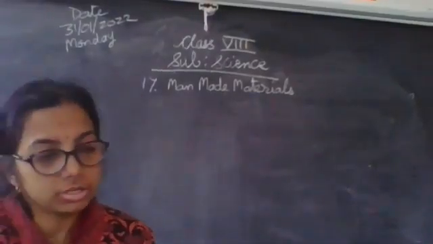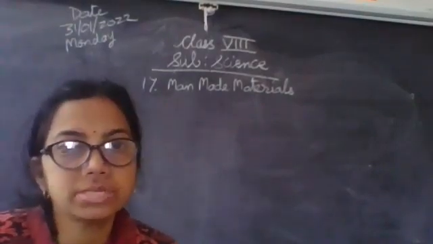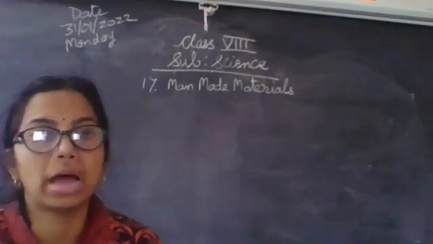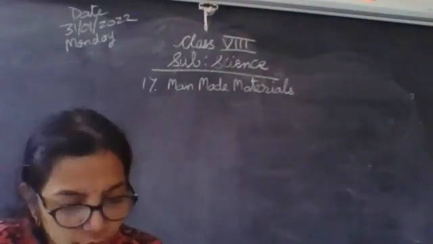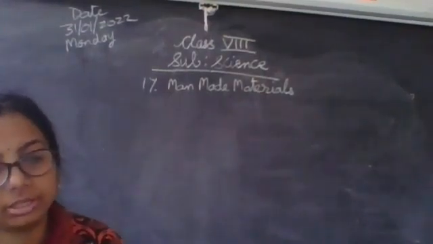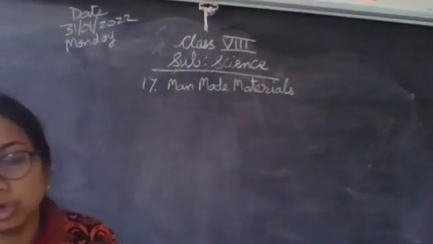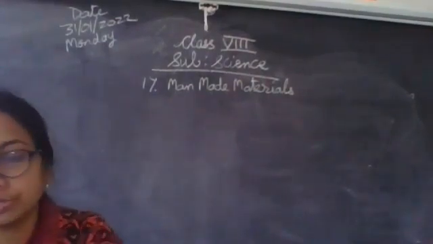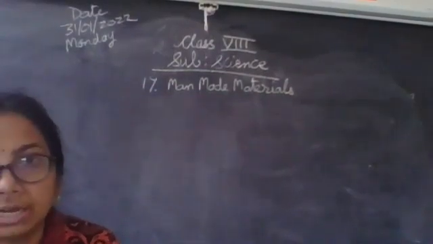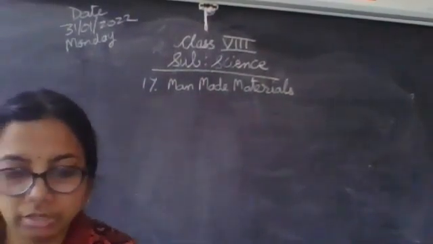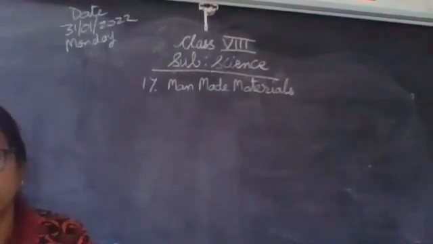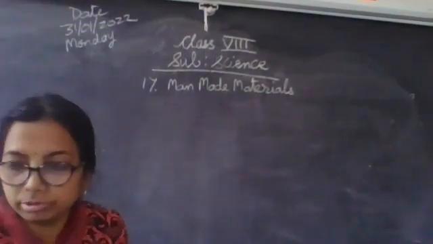Hello, children. So, in our chapter number 17, man-made materials, we have studied about plastic in detail and about thermocol, glass, all these examples which are included under man-made material. Today we are going to discuss question answers, exercise question answers that are given in the book itself.